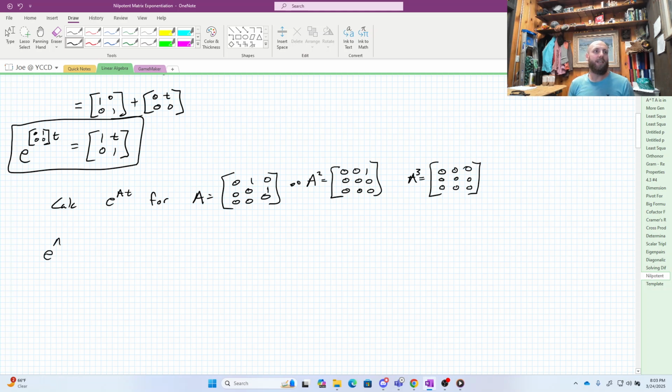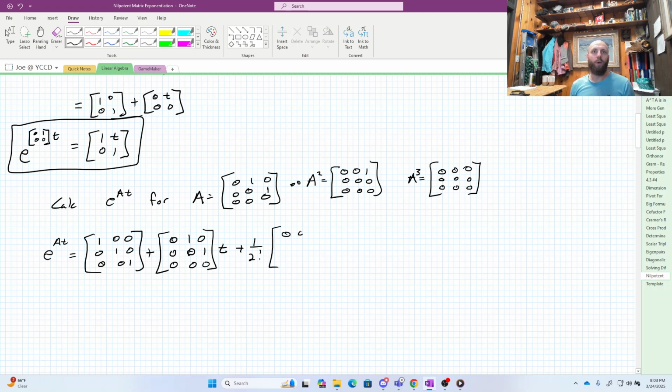So if I'm calculating e to the At, this is going to be the identity matrix plus the matrix A times t plus 1 over 2 factorial A squared times t squared plus all of these guys are the zero matrix. So I'm just going to suppress all those. And then I'm just going to do this addition.